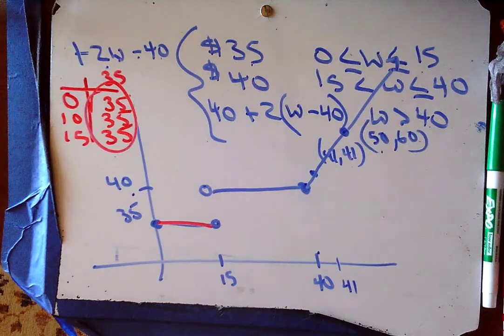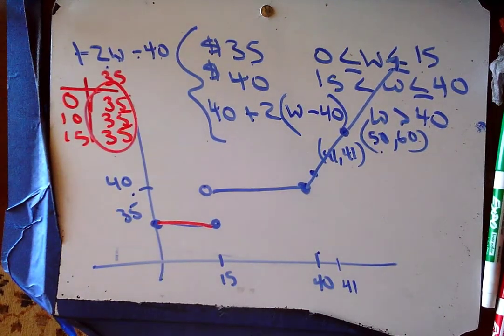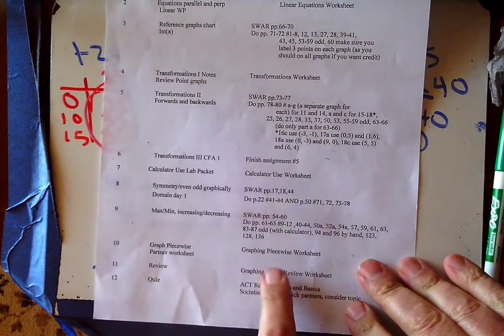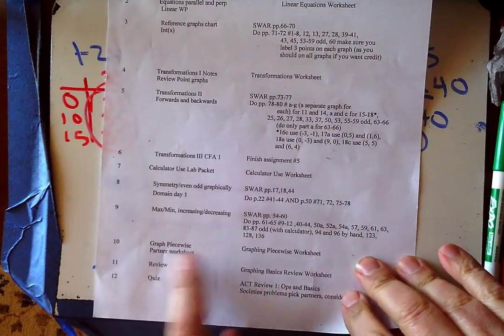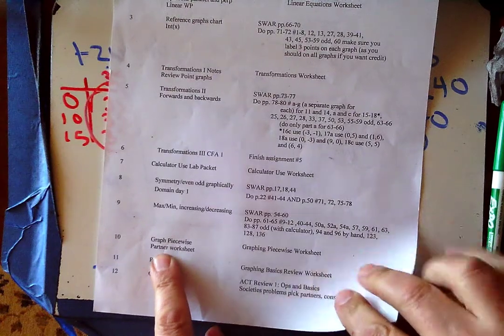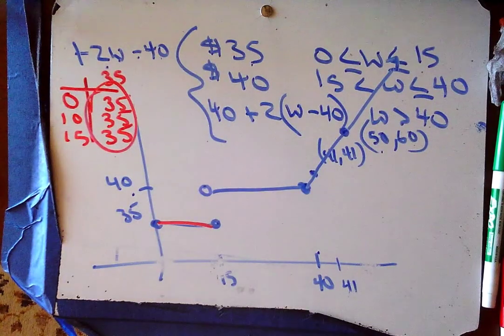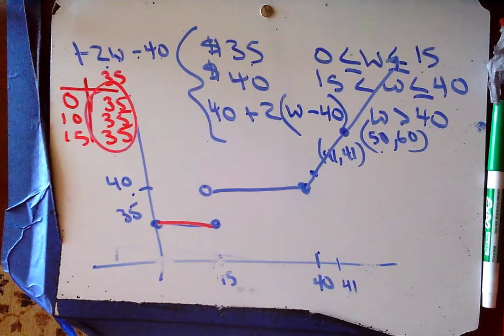Okay? All right. I think you might be ready to try the homework worksheet. We have a homework worksheet tonight, graphing piecewise worksheet. And here it says graph piecewise partner worksheet. You know, I just want to take a quick look at that partner worksheet to see if we just did anything from it. I might have just done some of those problems, so that wouldn't be a good thing for you to try and do, because we've already done it.